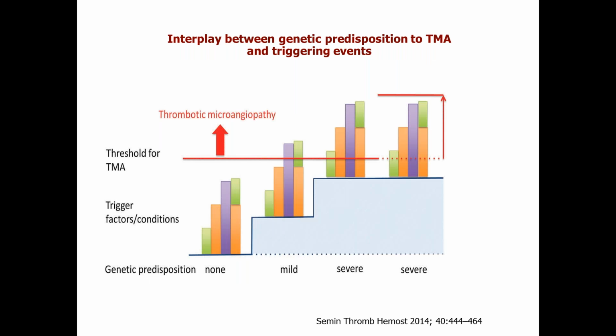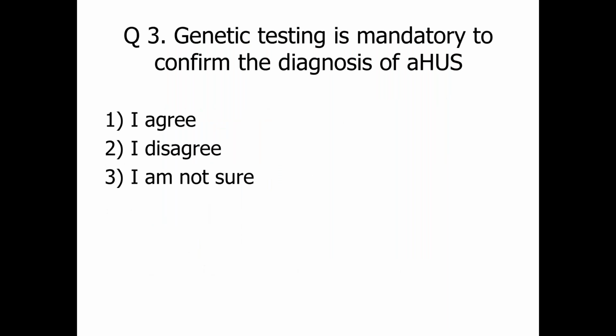As you see on this slide, there is interplay between genetic predisposition and triggering events. If genetic predisposition is mild, we need a major trigger for the disease to manifest. If genetic predisposition is severe, only a minor trigger, even one we don't know about, may cause the disease to manifest.